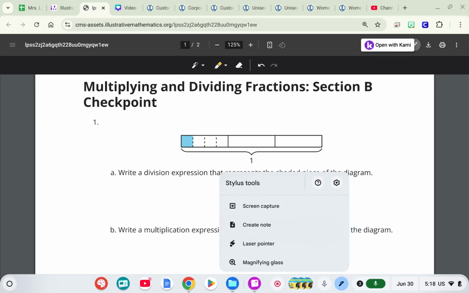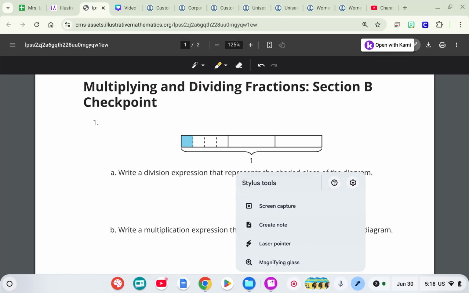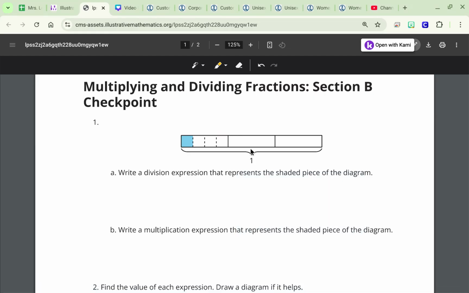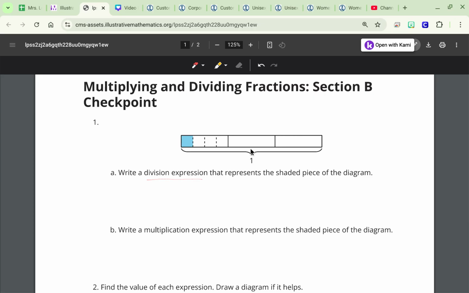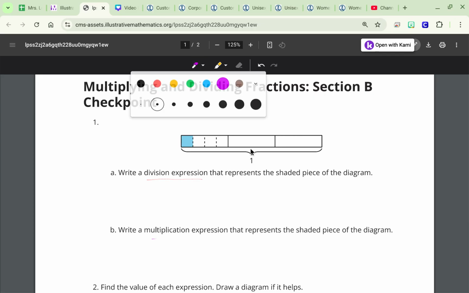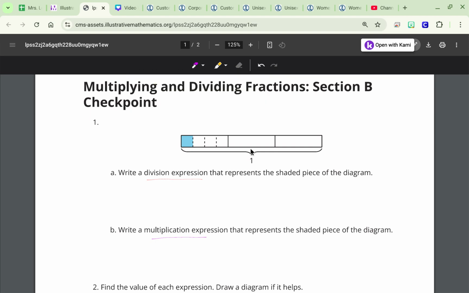Good morning, mathematicians. We are looking at our Section B checkpoint, and we're starting off with a familiar question. You might remember this situation, very similar in the cool down that we have discussed throughout this particular section of work. So I see a diagram, and I am going to represent it with a division expression, and I'm also going to represent it with a multiplication expression, which we had some fun with in one of our cool downs.